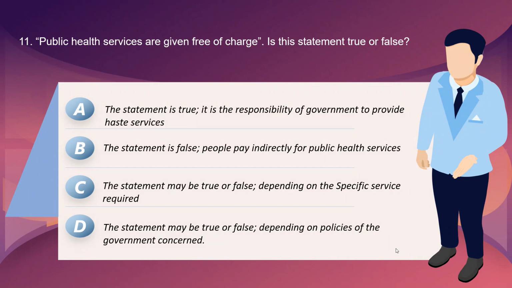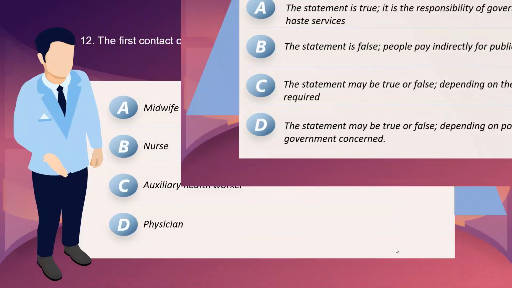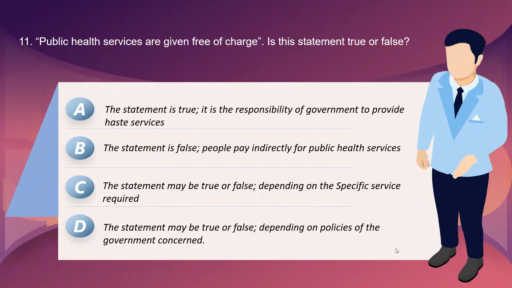Of course, C and D are eliminated because you have to stand on a correct answer. So, of course, in the Philippines, many public health services are free at point of care, but they are actually financed by taxes and insurance that is covered by PhilHealth, and that is under the Universal Healthcare Act, which is RA 11223. Therefore, they are not considered to be free in absolute terms. The best answer for number 11 is that it's false because people pay indirectly for public health services, and that is through the taxes that we pay to our government. 11, letter B.